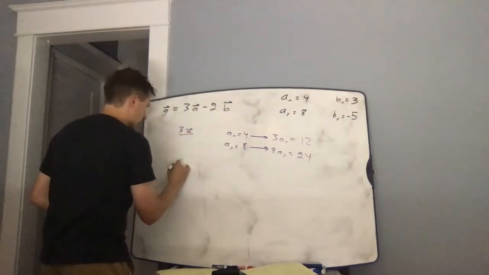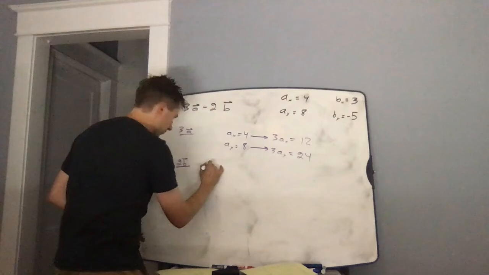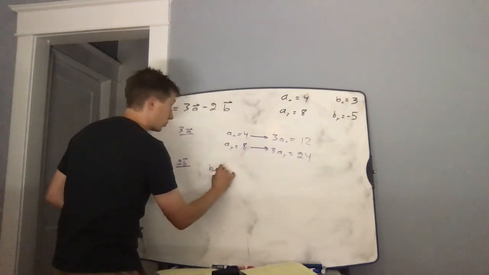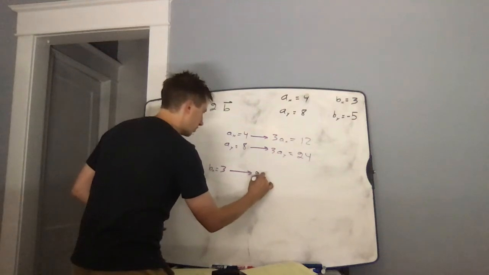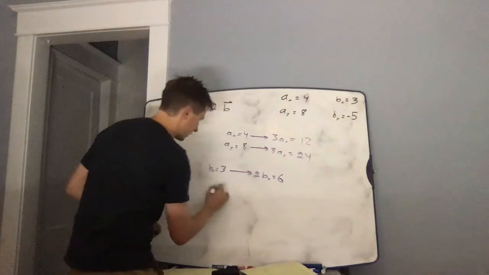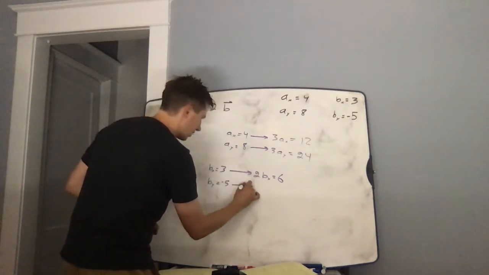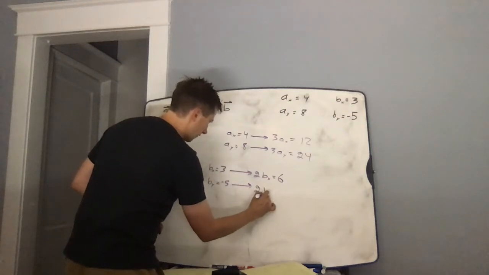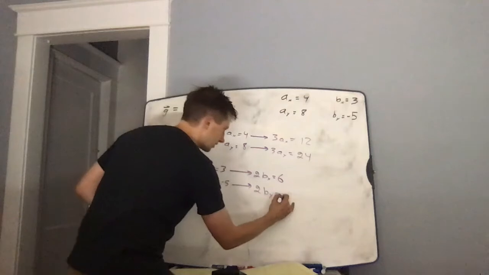Similarly, for 2b, I could think of it as bx is equal to 3. That implies 2bx is equal to 2 times 3. That's equal to 6. If by is equal to -5, double that value. 2 times by is going to be 2 times -5. That's going to be -10.